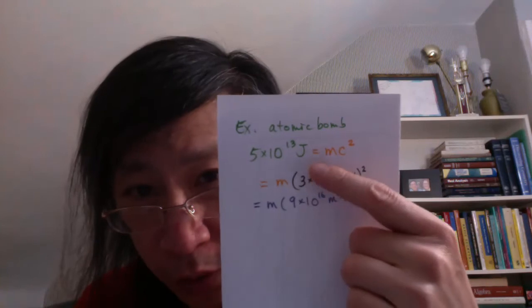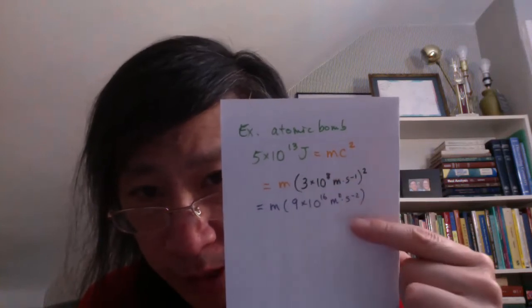And that turns out to be 2 equals, let me use a completely different color pen so that I can make sure we don't use any of this stuff. Thank you. That equals m times 9 times 10 to the 16 meters squared per second squared, like that. Okay, remember that a joule is a kilogram meter squared per second squared.